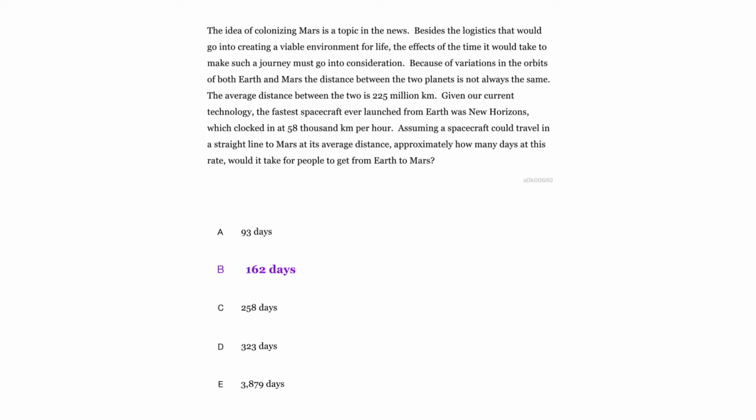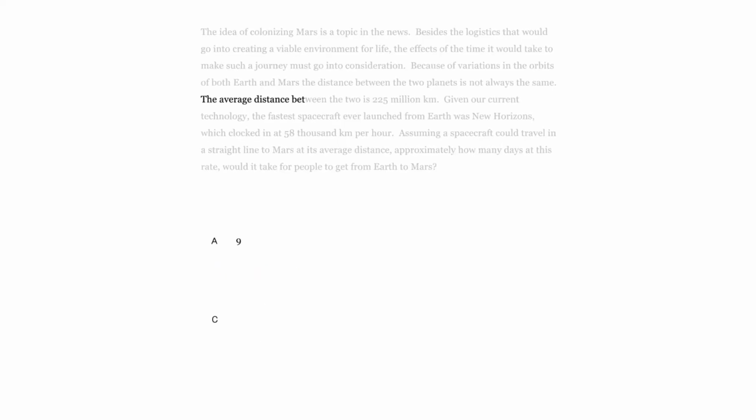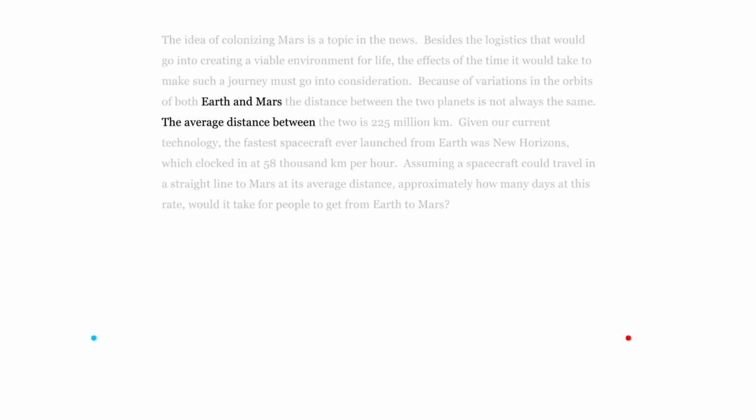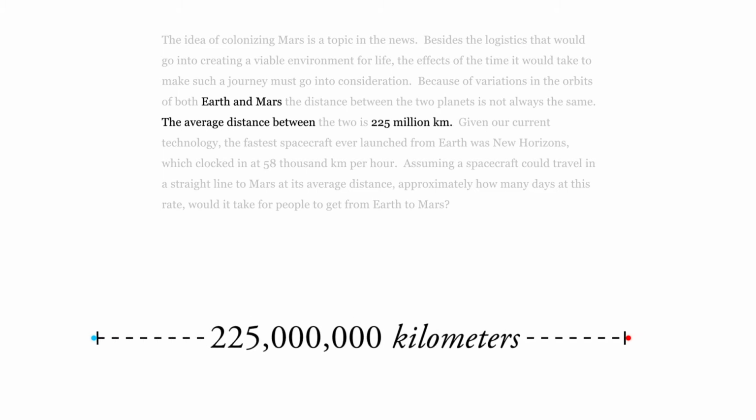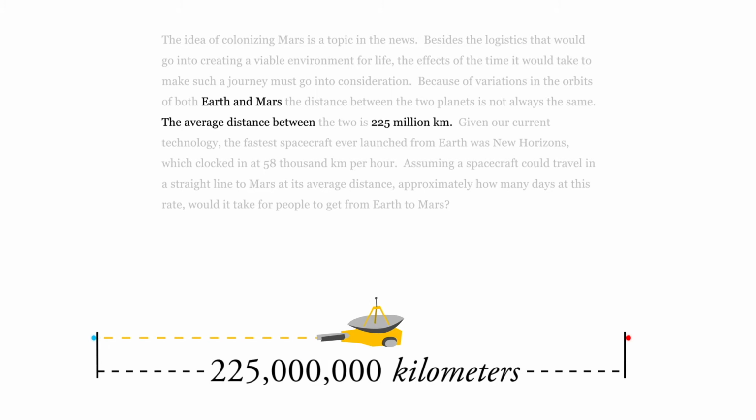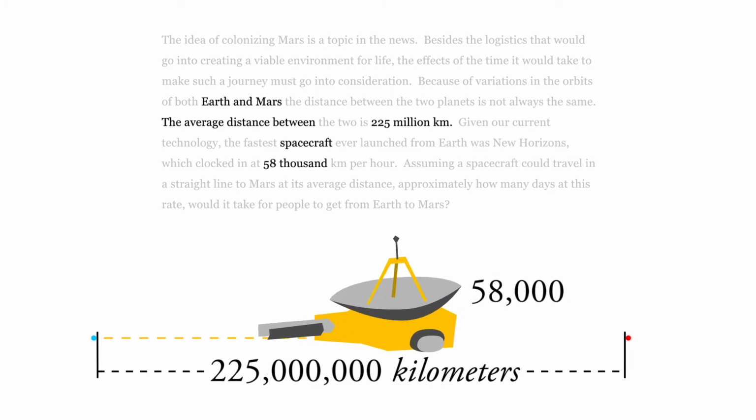All right, so we have this average distance between Earth and Mars of 225 million kilometers. And we have this rate of our spacecraft, which is 58,000 kilometers per hour. So unlike the last question, we're dealing with kilometers and kilometers. We're probably not going to have to convert to meters.